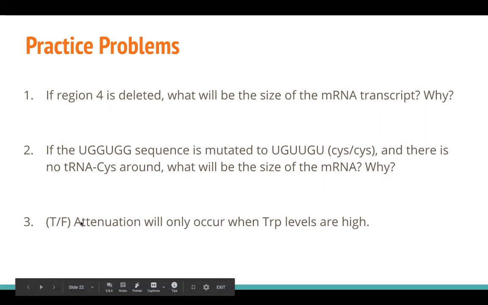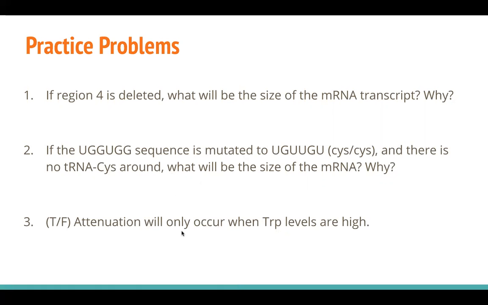And number 3, this is the last question, and you're free to go unless you have other questions. Number 3, true or false? Attenuation will only occur when TRP levels are high. What do you think? Well, they have to be high at some point. So true? This is that trick question. If tryptophan levels are high, I guess if you want to specify, it can start low, but maybe we should clarify that TRP levels are high from the start.